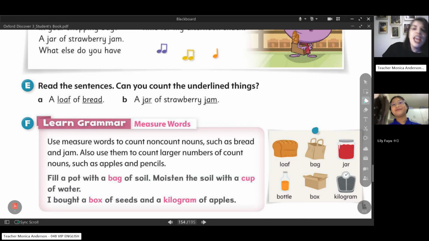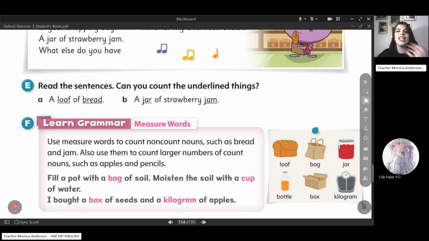Okay, so you know countable and uncountable. Now, jam. Can I say one jam, two jam? No. Can I say one coffee, two coffee? No. We say a cup of coffee. So we use a word to measure. Okay? So we use measure words. They're called measure words, like cup of coffee.